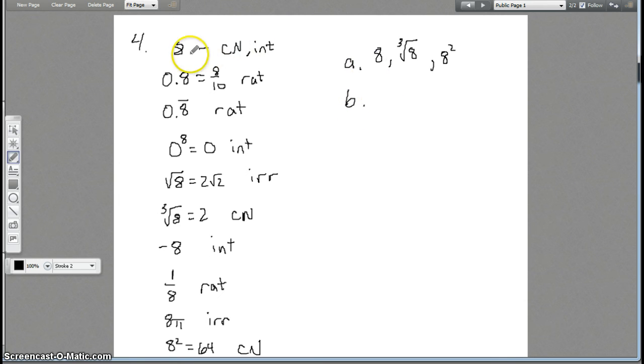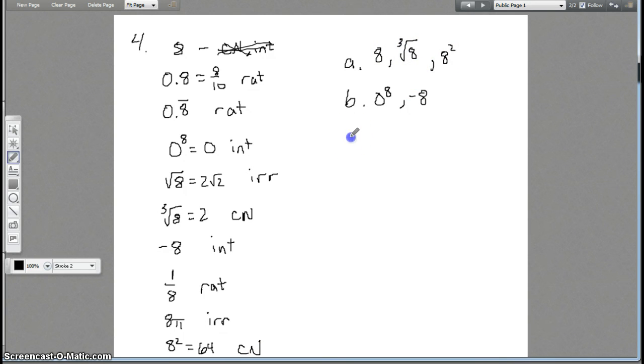Okay, part B asks us which of these are integers but not counting numbers. Well, we can't count 8 because that's already a counting number, so we don't want to count that one. 0 to the 8th is an integer but is not a counting number. Negative 8 is an integer but not a counting number. And that's all we have that is an integer that is not a counting number.